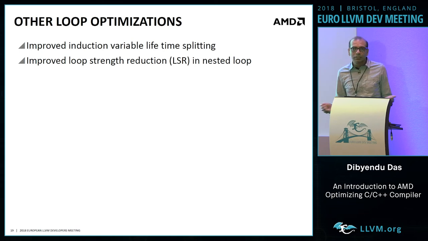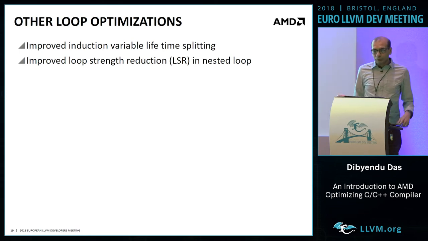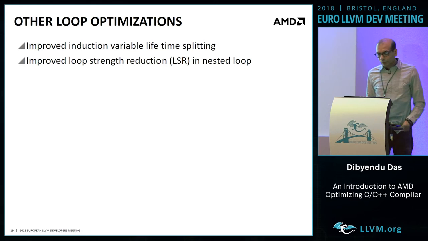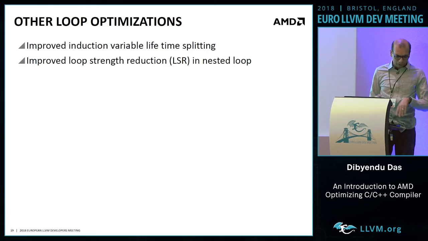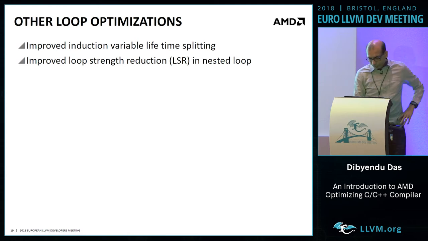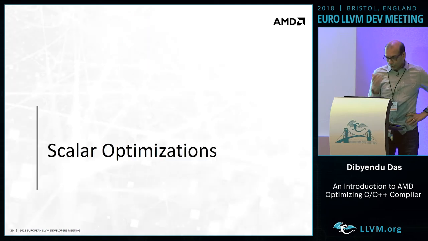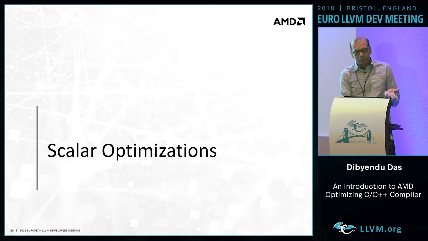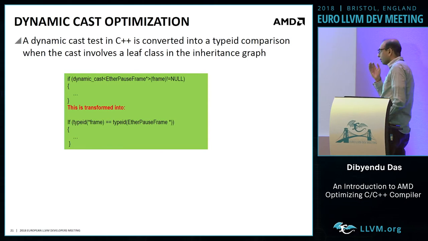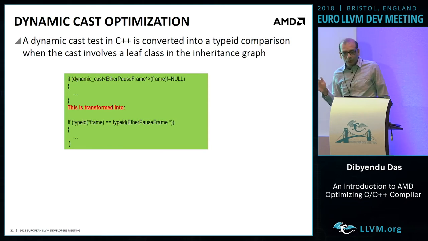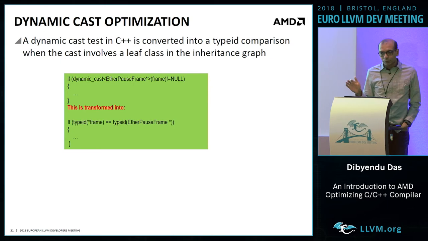There was some concern that there'll be some blow up in compile time and other issues, but our experience was we didn't see many of those problems. Scalar optimization, so quite a few scalar optimizations we did, but I'll just touch upon a few. We actually did something specifically for C++ called dynamic cast optimization.